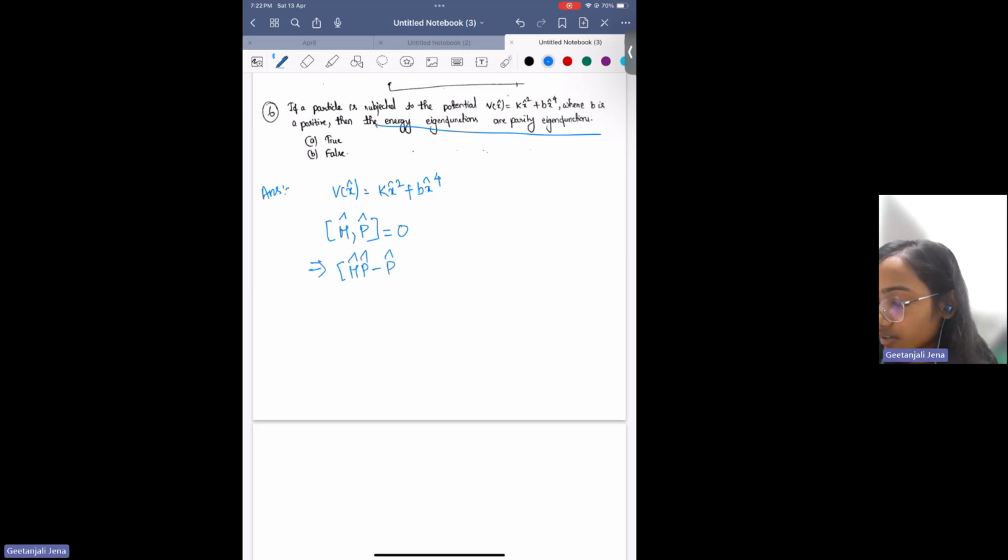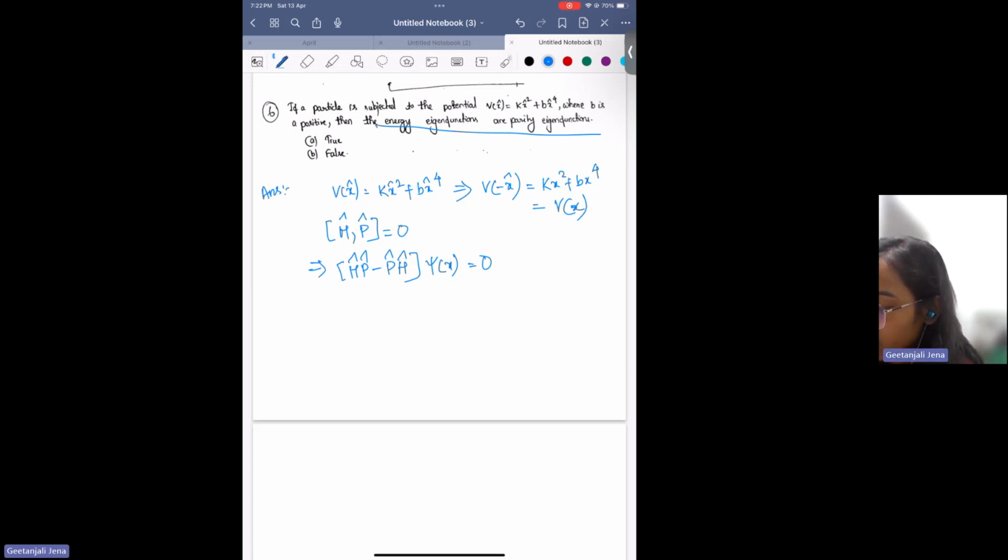So that means HP minus PH acting on psi of x should be 0. So V of x is this. If I write down V of minus x, it should be kx squared plus bx to the power 4. So that means V of minus x is V of x. So the potential is an even function.